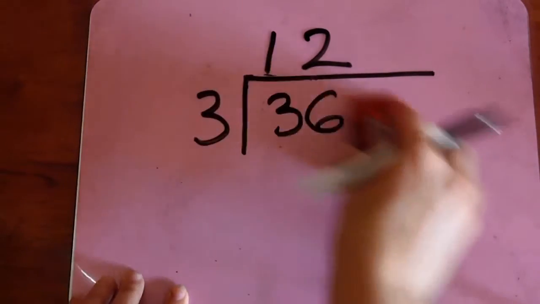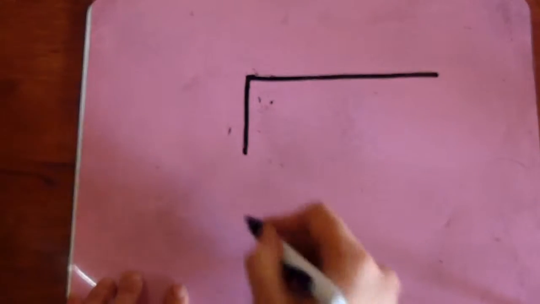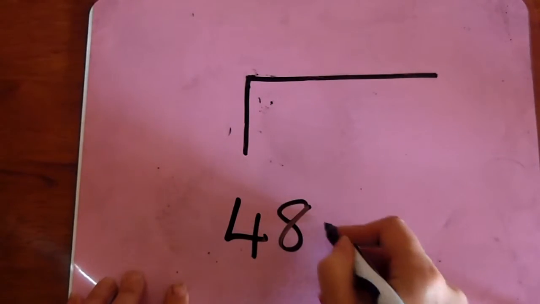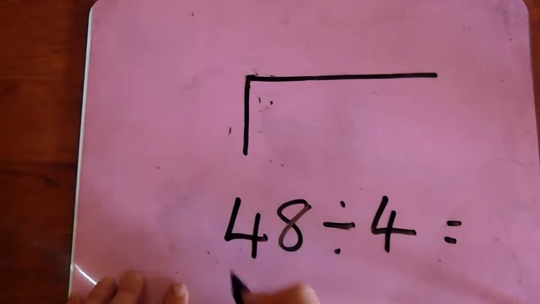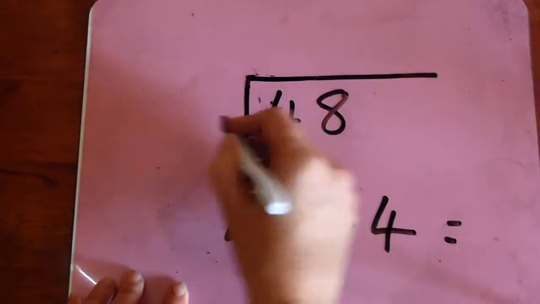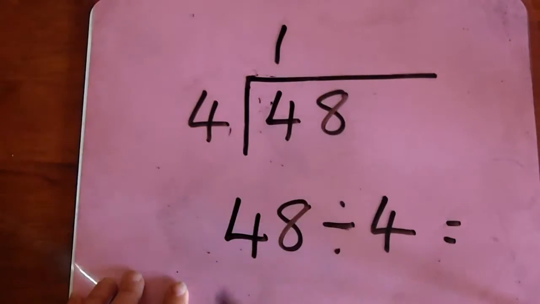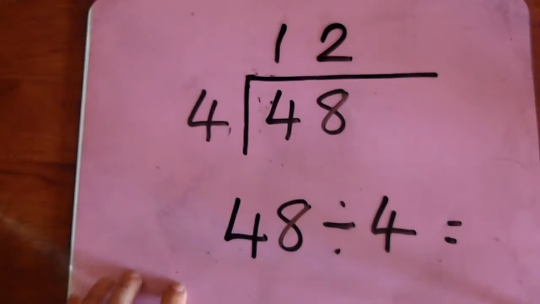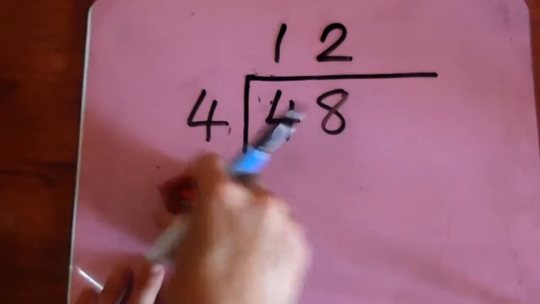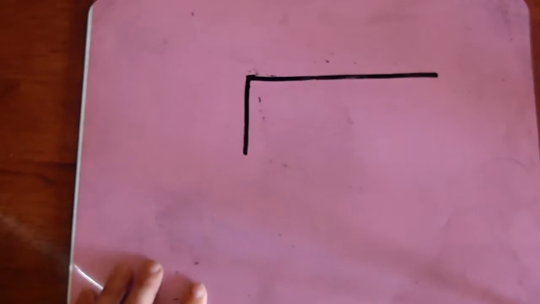Okay, let's do one more. We'll have 48. 48 divided by 4, or shared. 48, 4. How many 4s in 4? 1. How many 4s in 8? 2. Okay. Now let's try a slightly harder one.